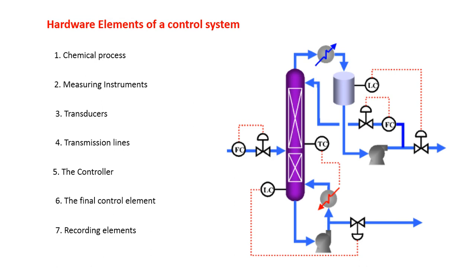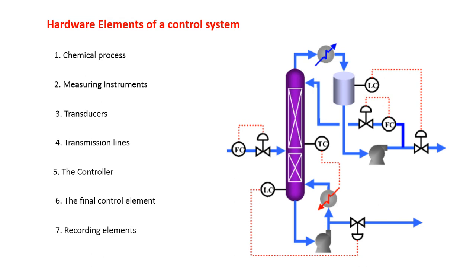Fifth is the controller. Now controller, as we have previously discussed in previous lectures, is basically an artificial intelligence which decides whether to increase or decrease the flow rate, whether to increase or decrease the coolant flow rate, depending upon the comparison between the measured value and the desired value. So it's basically the artificial intelligence part of the control system. It actually receives the signal from the measuring devices and decides what action is to be done.